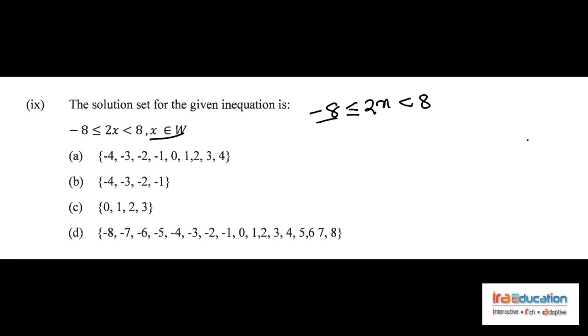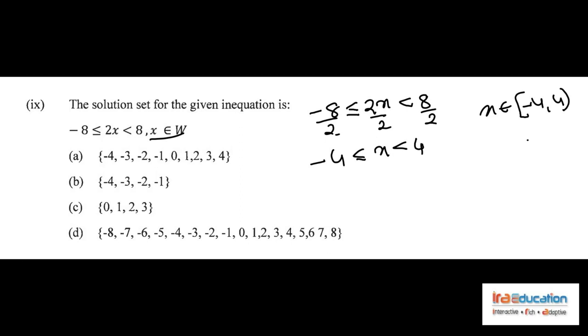So what I'll do is divide by 2 throughout. What I get is minus 4 is less than or equal to x is less than 4. This is what we got. Therefore, if he did not specify x belongs to W, then the answer can range from minus 4 to 4. That is, I can say x belongs to the closed-open interval minus 4 to 4.